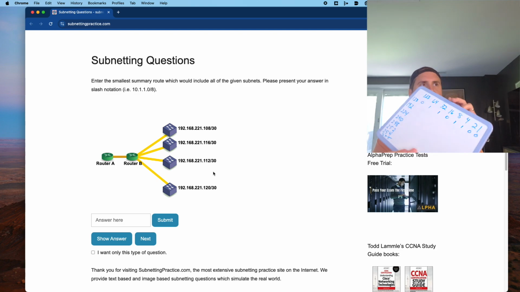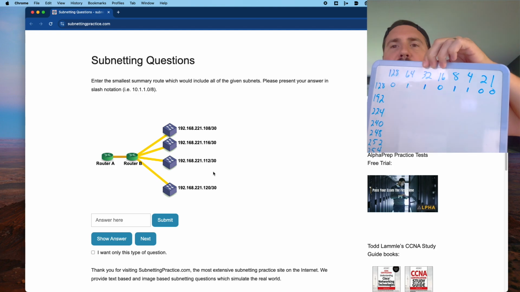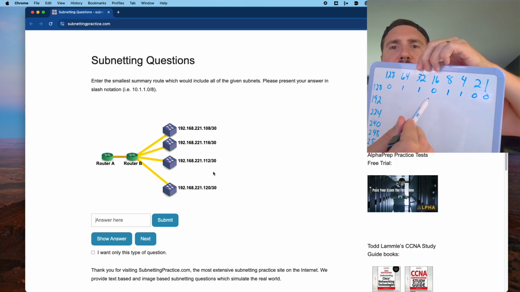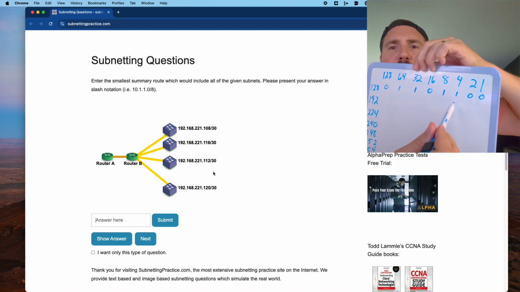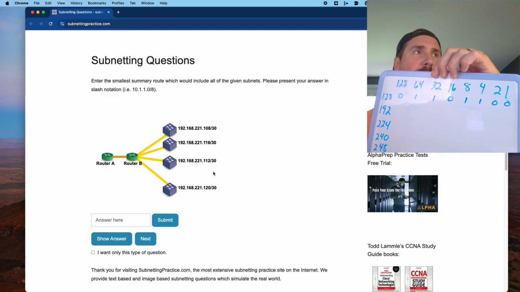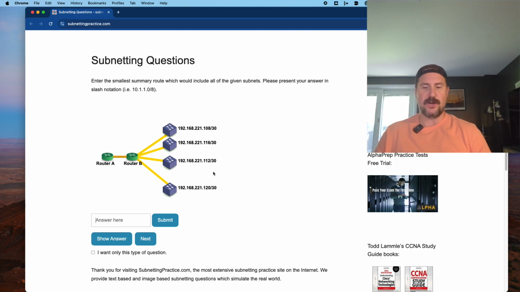Okay, so for the first top address there, you can kind of see what I did. I just plotted across the binary. So 128 is a 0, 64 is a 1, 32 is a 1, 16 is a 0, 8 is a 1, 4 is a 1, 2 is a 0, and 1 is a 0. I'm going to do that for all 4, and then we'll see where they stop being the same, and that will determine our summary route.